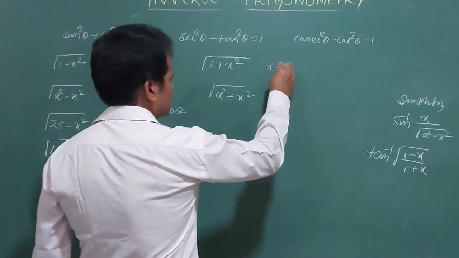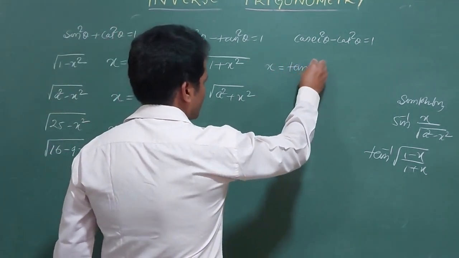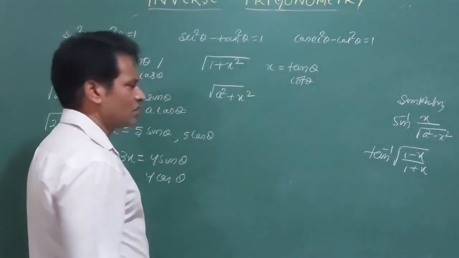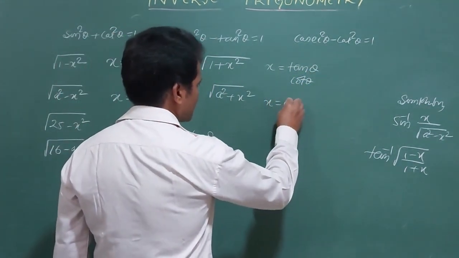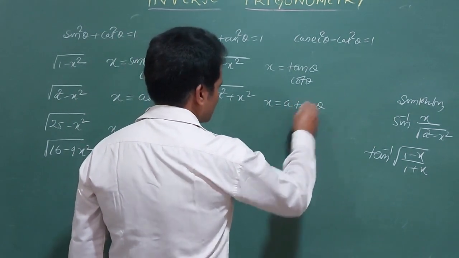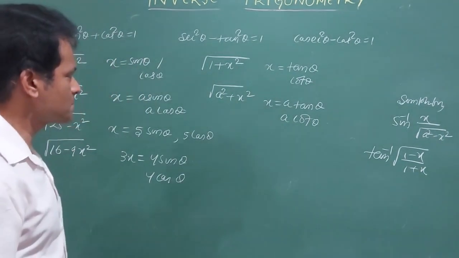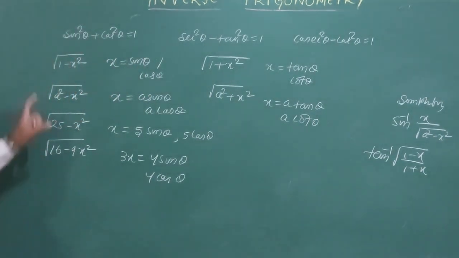x is equal to tan theta or cot theta. Either I'll assume tan or cot. Here it is a tan theta or a cot theta. Alright? Did you understand this?